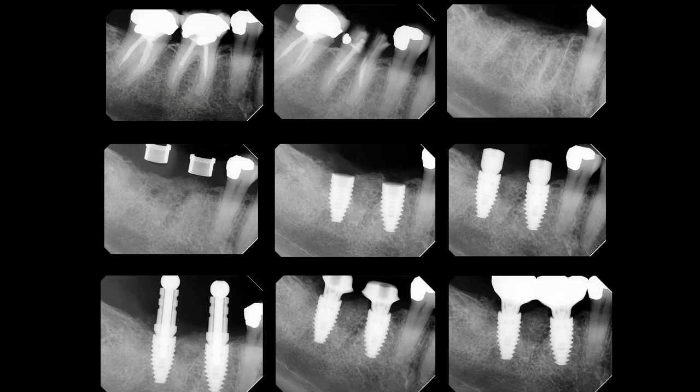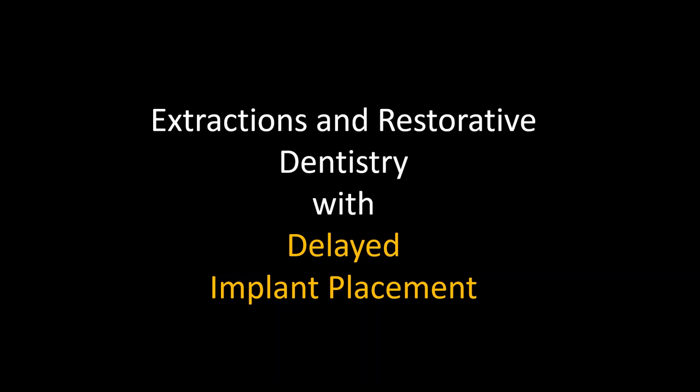And if we look at the storyboard in this particular case, you can see that a patient presented with two failing teeth that had prior root canal, core, and crown restorations. We grafted those areas. And using guided surgery, we were able to place two implants and their corresponding abutment and crown restorations.